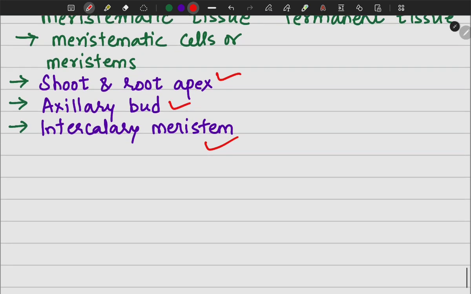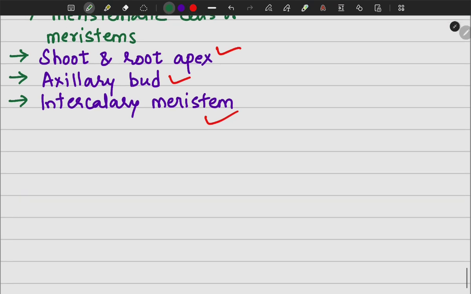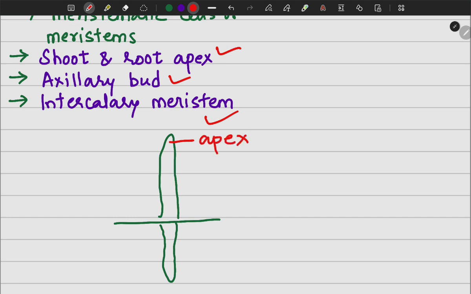So the root and the shoot apical meristem are found at the root and the shoot apex. Suppose if this is the shoot and this is the root, so this portion is the apex or the tip. So here we will find these actively dividing cells or meristems. Similarly in the root apex, these meristems will be found. Alright, so these are the apical meristems, and they contribute to the vertical growth of the plant. At the apex, these cells will go on producing new cells that will increase the length of the plant.